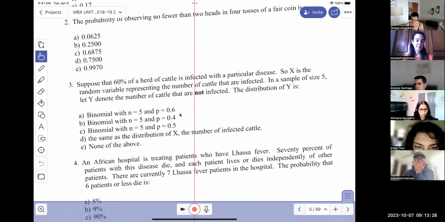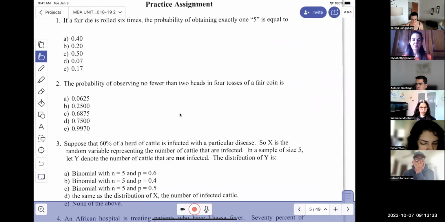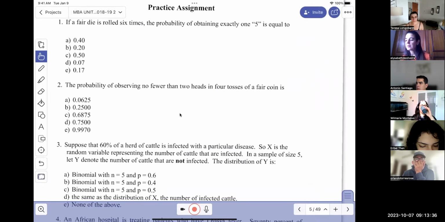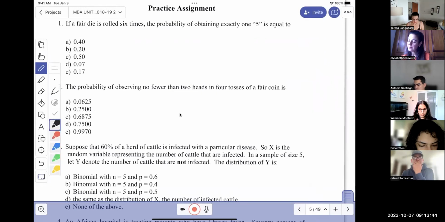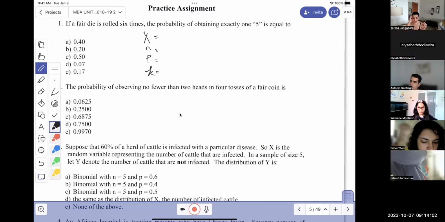What page? I think it's 5. Sorry, it's page 5. Called practice assignment. What we learn is that if we can identify the variable x, the parameters n, p, and k, what we have is a binomial distribution, and we can solve it using the binomial formula.